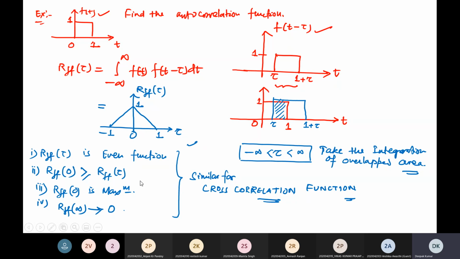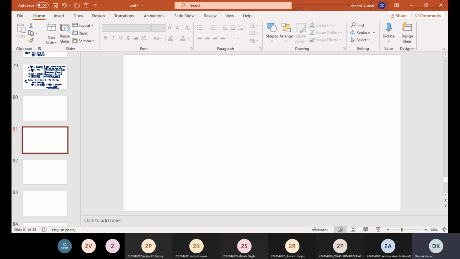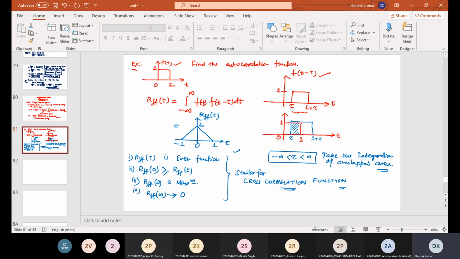I think your unit 1 is almost complete. You can now get the quiz. So in this week only we will schedule the quiz for unit 1. So prepare for the quiz.